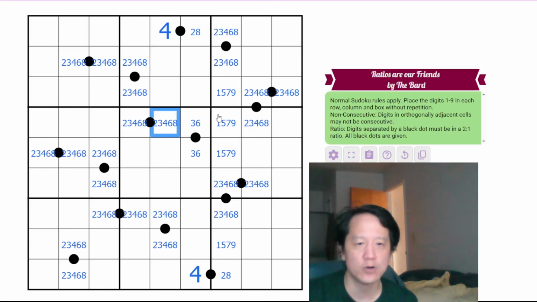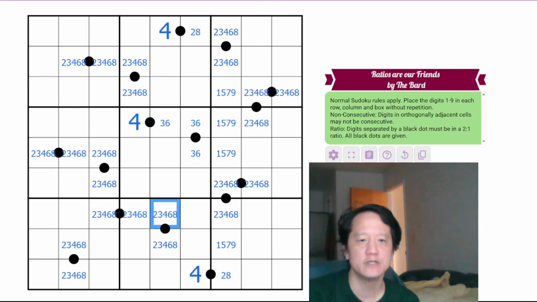So this is 4. This cannot be 3 and 6 in a 1-to-2 ratio. So this must be 4 with a 1-to-2 ratio with 2 or 8 here. And this can't be 4, so this is 4. There is no 2, 4, 8 here. This can't be 4. So this is 3, 6 as a pair, which... How did I get that? That's weird.